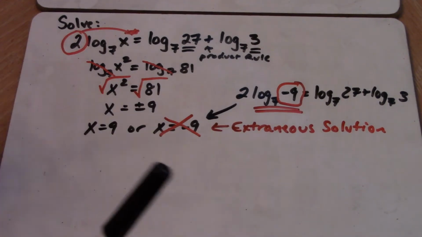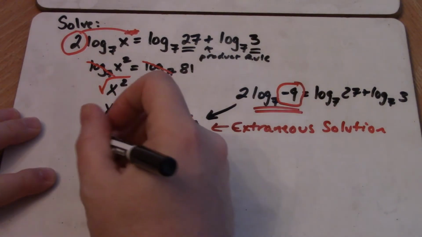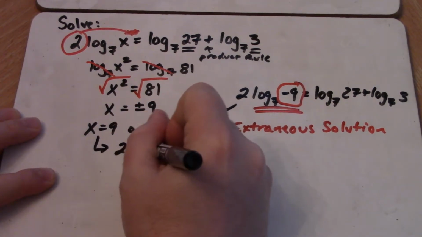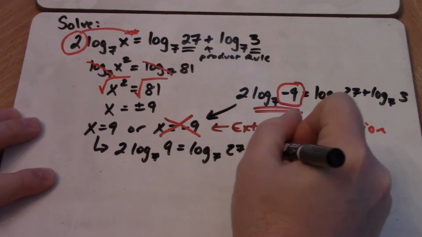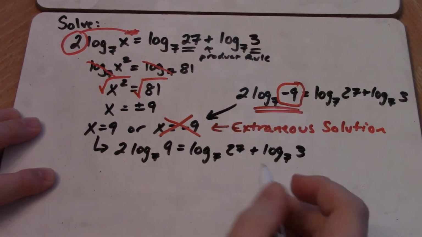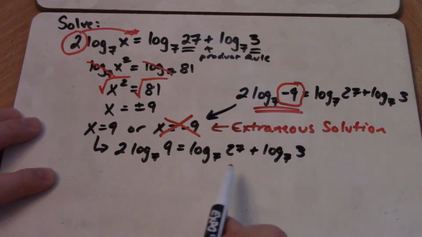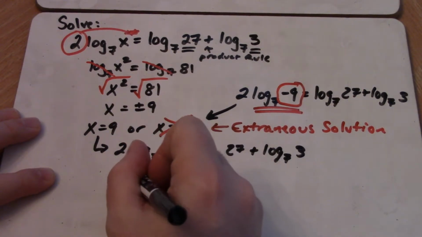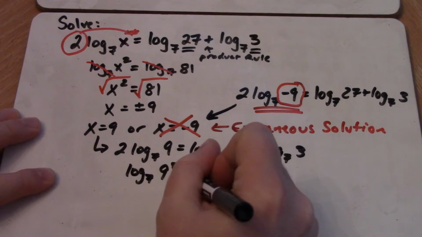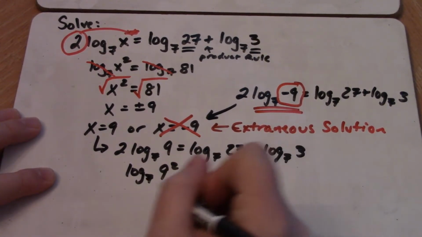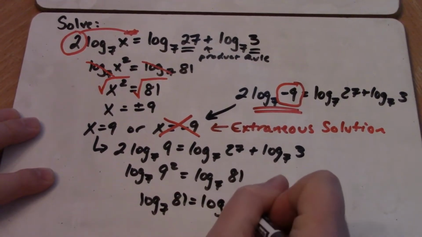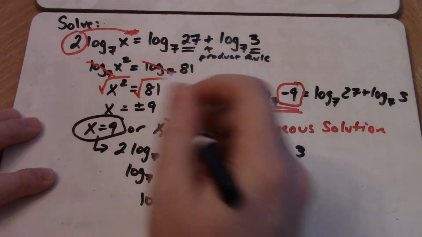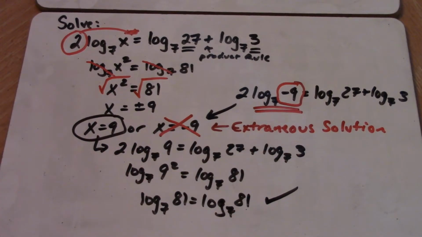The other one we check. We have there, for this one, 2 log base 7 of 9 equals log base 7 of 27 plus log base 7 of 3. Just like we did in the original problem, we're going to use the product rule here and the power rule here to give us log base 7 of 9 squared equals log base 7 of 81. And since 9 squared is 81, the two sides of this equation are equal, so our answer would be x equals 9. That equation has only one solution.